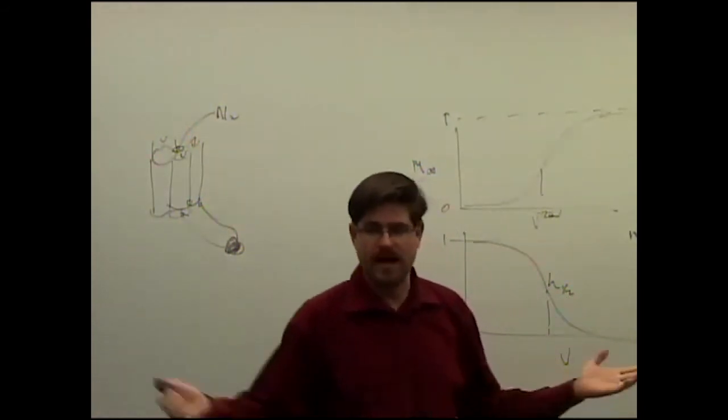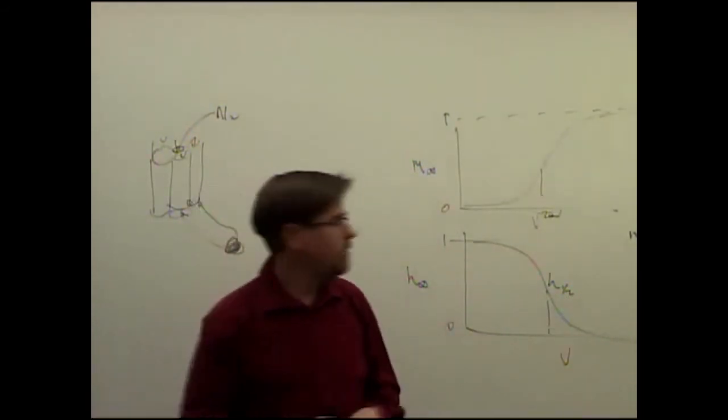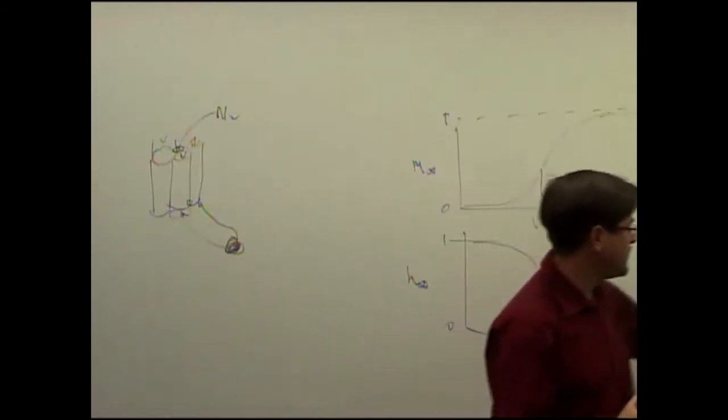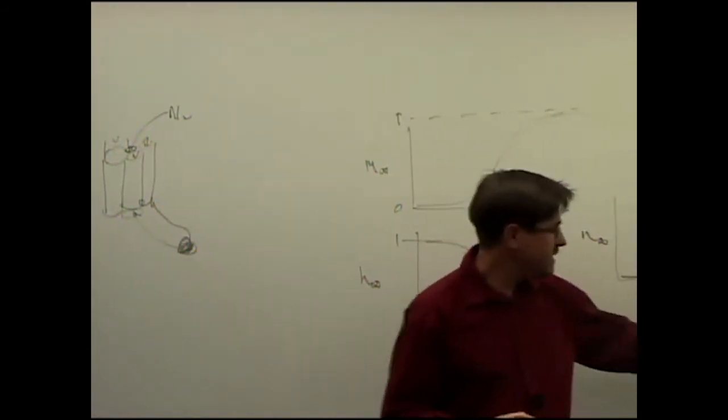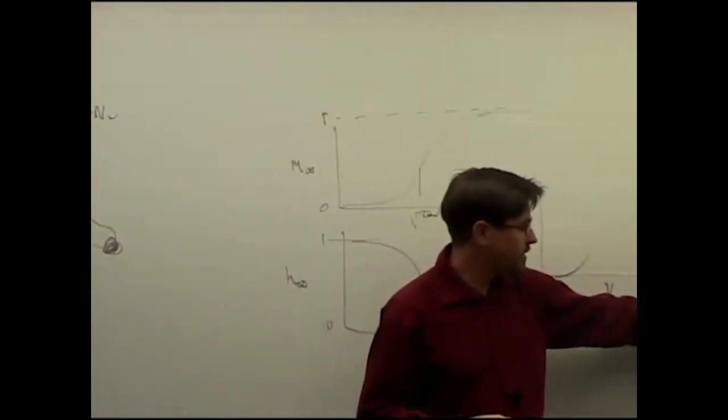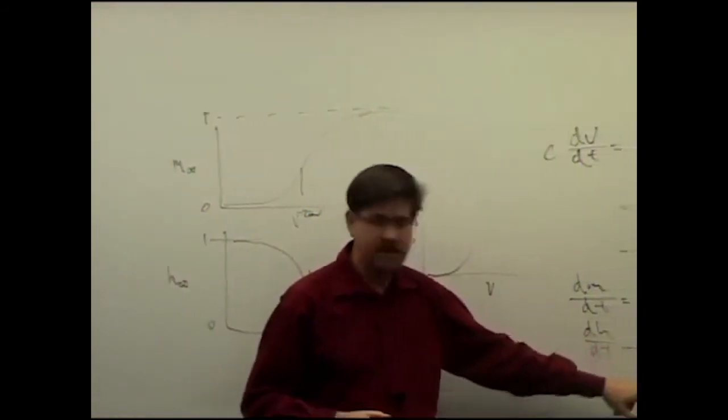So, minus 65. An initial condition for dm/dt, dh/dt, and dn/dt is you could start with the m infinities, h infinities, and n infinities solved at minus 65. And then you know that you're pretty close to what is a steady state behavior of the model.